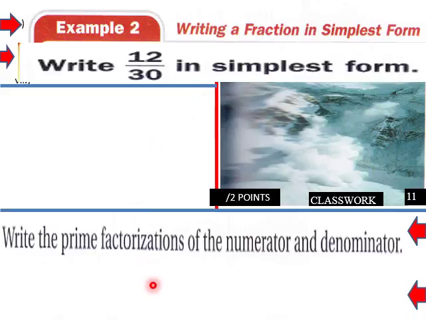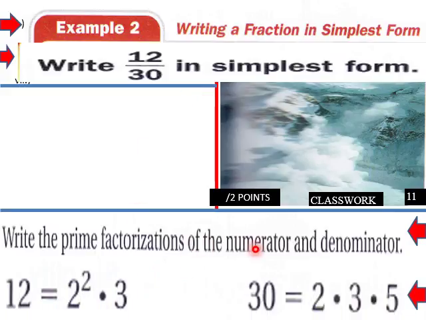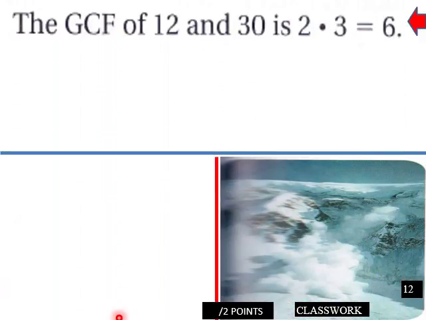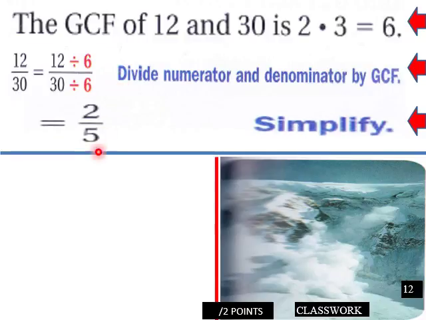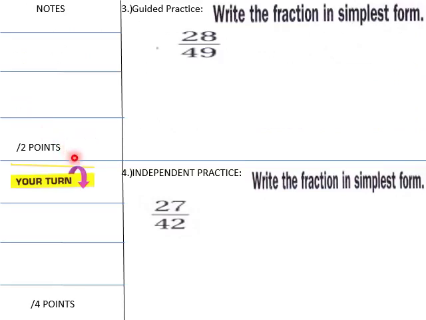How will you write that in simplest form? Write the prime factorizations of the numerator and denominator. So 2 squared times 3 would be 12, and 30 would be 2 times 3 times 5. What does that have to do with writing the simplest form? Well, the GCF of 12 and 30 is 6. So we divide through by 6 in both numerator and denominator. We get a fraction of 2 over 5, which is the simplest form of this fraction.